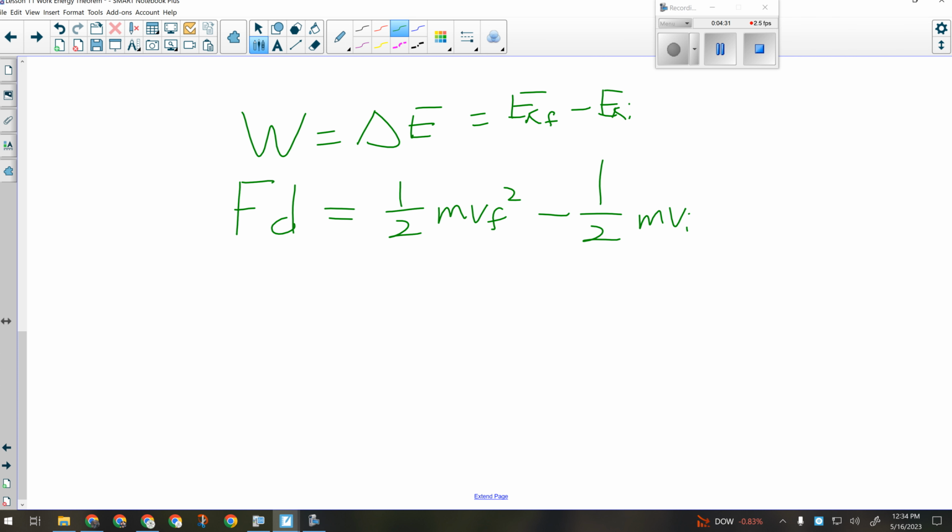Now, if I'm trying to stop, what is my final kinetic energy? Exactly, 0. So this number here is 0, which means I can basically just take all this stuff out and say that the work my brakes have to do is equal to the kinetic energy I have when I start applying them. Everyone okay with that idea?